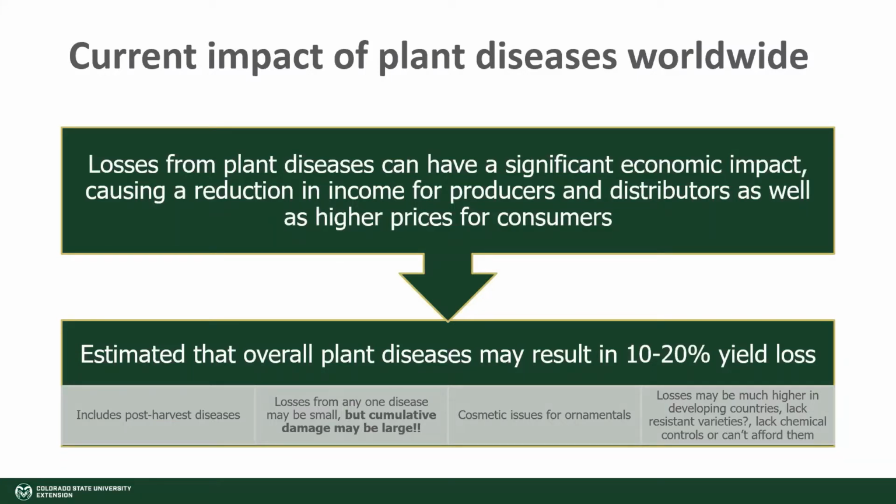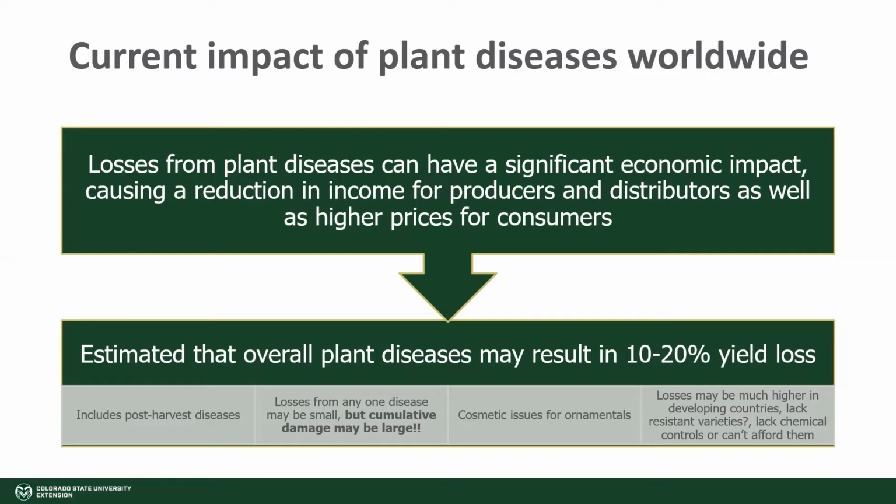Losses from plant diseases can have a significant economic impact. Money-wise, they cause a reduction of income for producers, the people who grow and sell their products, as well as for distributors, because they have to implement other sources or buy chemicals or equipment to manage the diseases. It also influences consumers because prices go higher. On a large scale, if a crop that you eat is impacted by a plant disease, it will end up in higher prices.